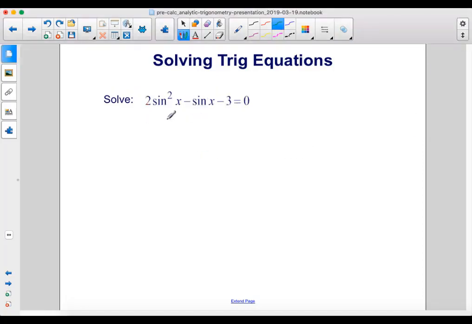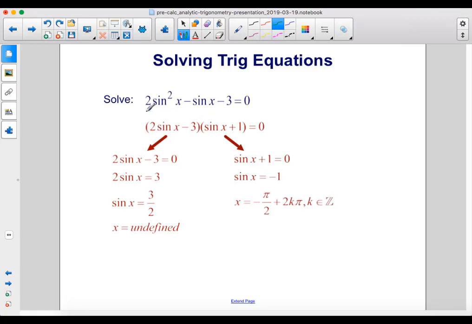Solve. 2 sine x squared minus sine x minus 3 equals 0. Our first step is to factor this, which we've done here. Then we set this piece equal to 0 and this piece equal to 0. Over here, we add 3 to both sides, divide both sides by 2, and we get sine x equals 3 over 2, which is 1.5. So therefore, there's no value for x that has a sine value of 1.5 since the maximum value for sine is 1. So x is undefined.